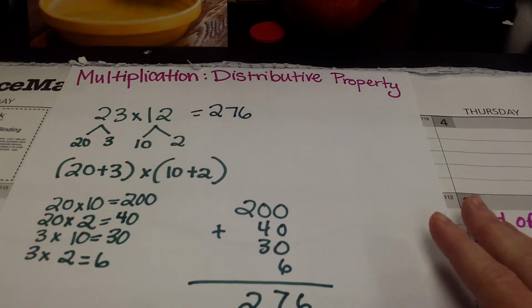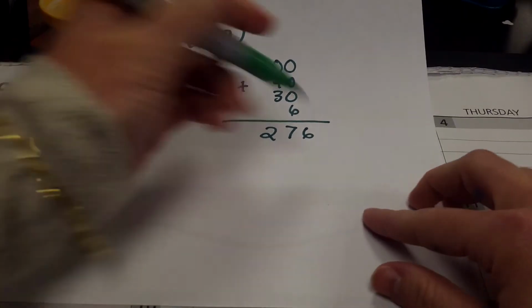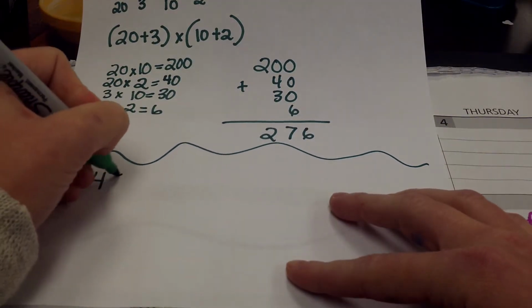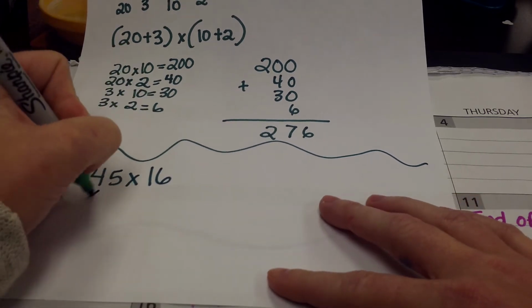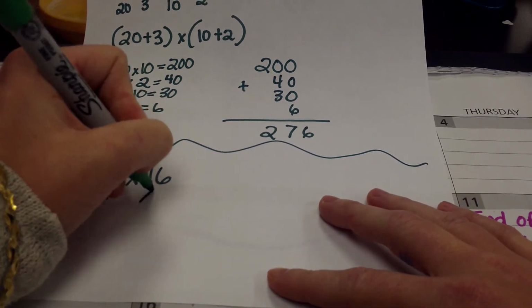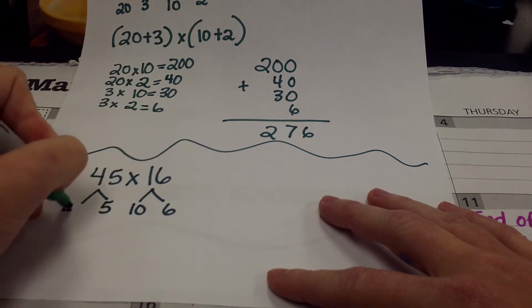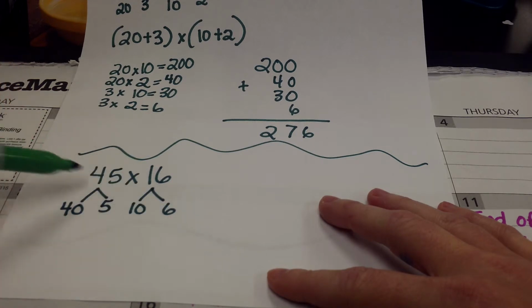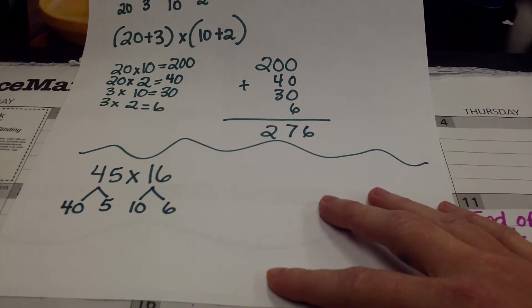Okay. I'll do one more example. Okay, we'll do 45 times 16. So I'm going to break these numbers up into tens and ones. Okay, so 6 ones, 1 group of 10, 5 ones, and 4 groups of 10 is 40.